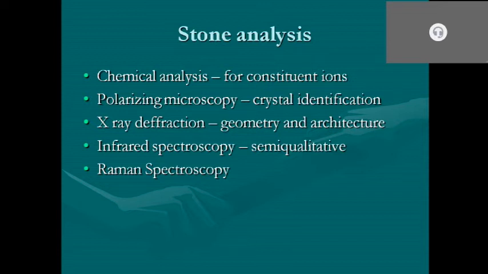It can be a simple chemical analysis, which will tell you the constituent ions present in the stones, or it can be by polarizing microscopy, which helps in identifying the crystals in the stones. Then the third is X-ray diffraction, which is done more commonly nowadays, which will tell you the geometry and architecture of the stone. And then infrared spectroscopy, which is a semi-quantitative assessment, and Raman spectroscopy. So these are the methods of stone analysis.